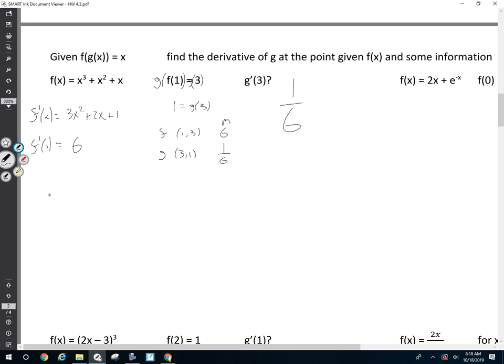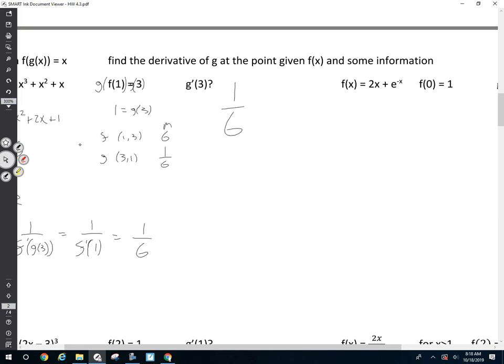Or g prime of 3 is 1 over f prime of g of 3. You have to find that g of 3 is 1. So 1 over f prime of 1. f prime of 1 I found was 6. I prefer this method.